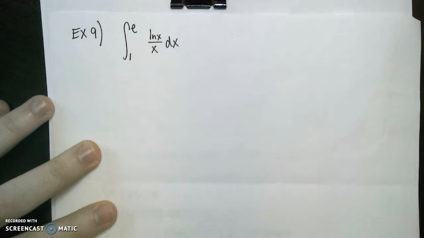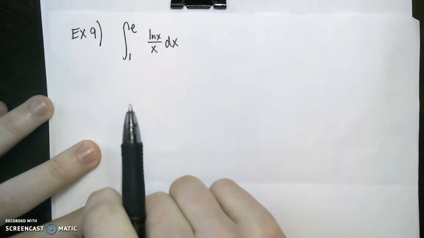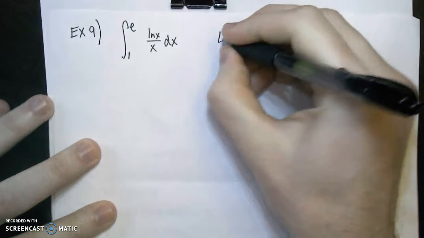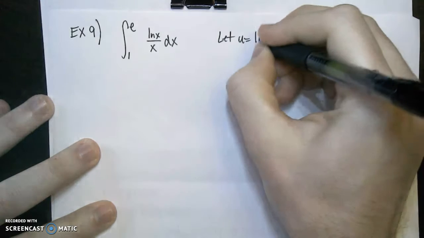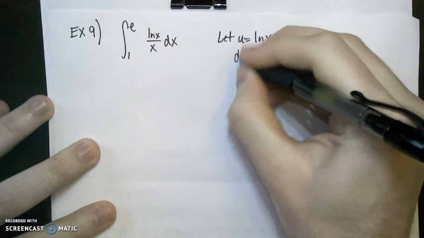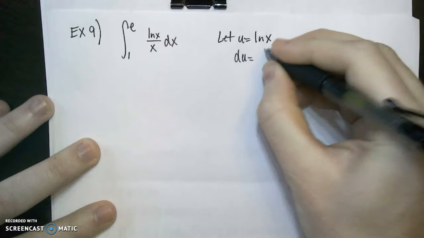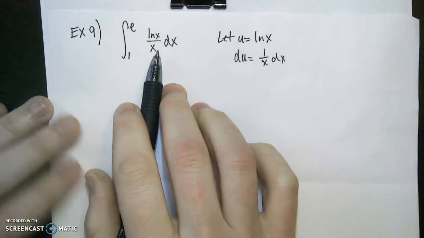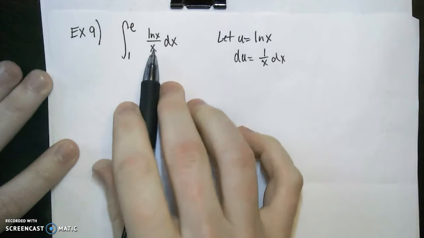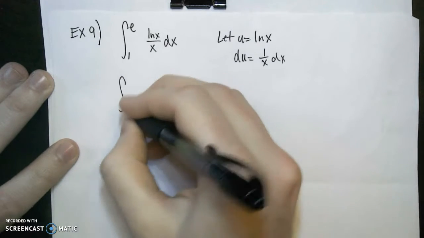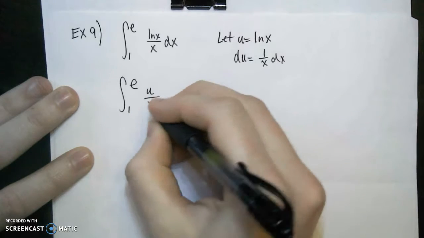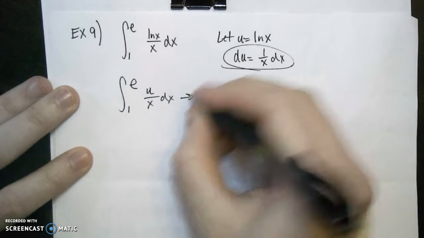In example 9, I'm gonna go ahead and make u the ln of x. And the reason is because when I do du, I get 1 over x dx, which is exactly what we need. So the u I chose has a derivative in the problem. So I end up getting u, and then 1 over x dx becomes du.